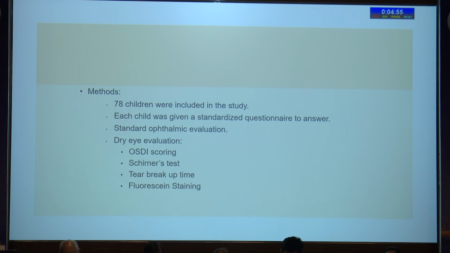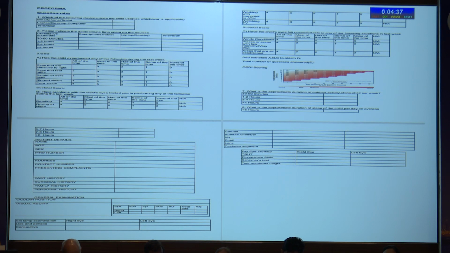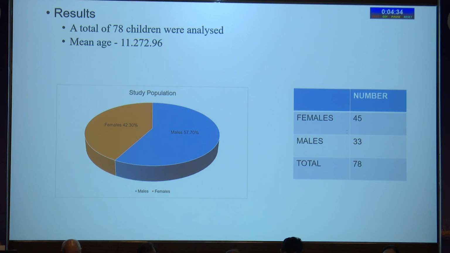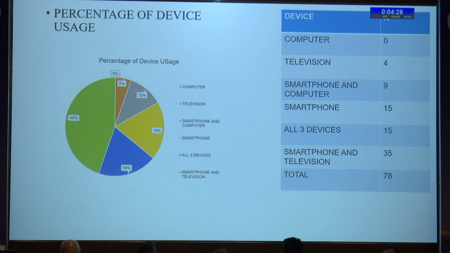So we had 78 children in the study, and each child and parent was given a standardized questionnaire to answer. A complete slit lamp examination was done, and a dry eye evaluation, which included the OSDI scoring, Schirmer's test, tear breakup time, and fluorescein staining, was done. This was a questionnaire that was given to the parent. So the results were, out of the 78 children, the mean age was 11 years, 42% females and 57% males. 45% of these kids used smartphone and television. That was a majority. 19% used all three devices, 19% only smartphone, 12% smartphone and computer, 5% television, and none of the children used only computer.